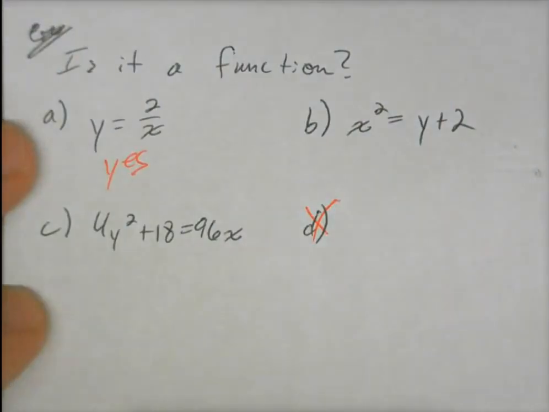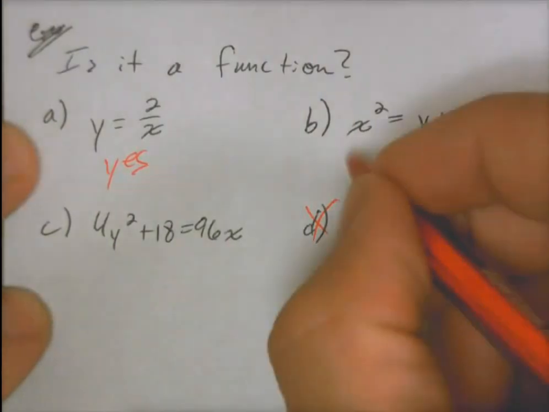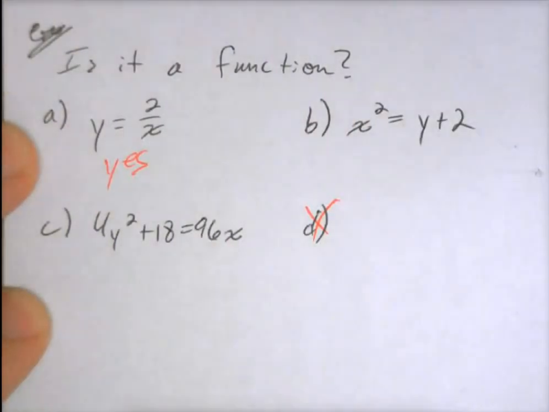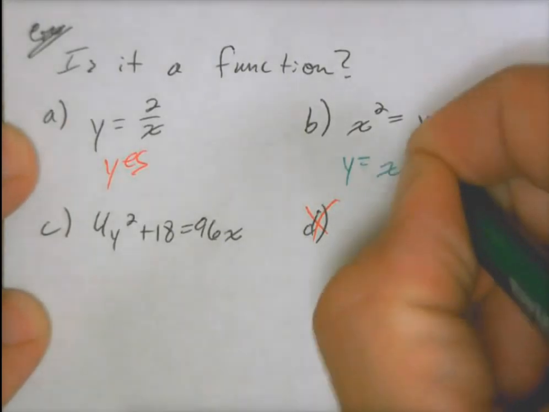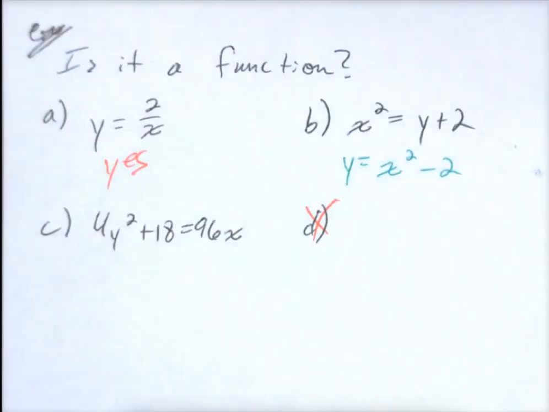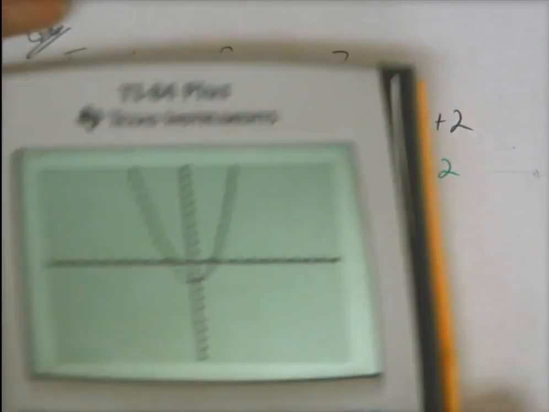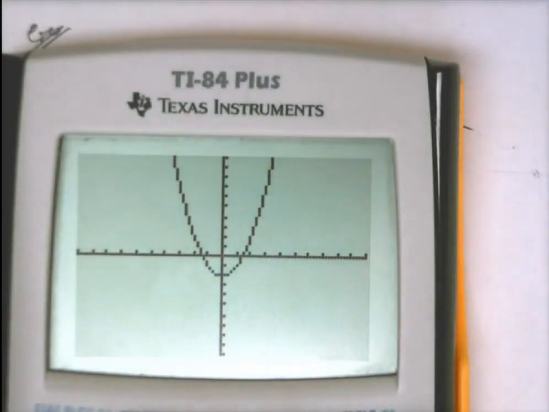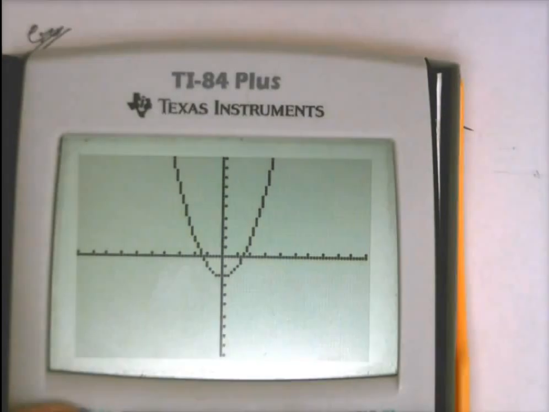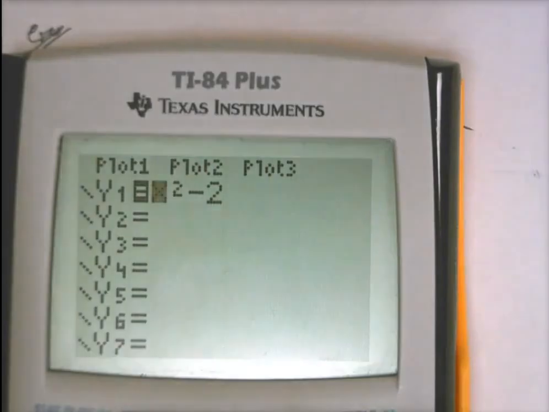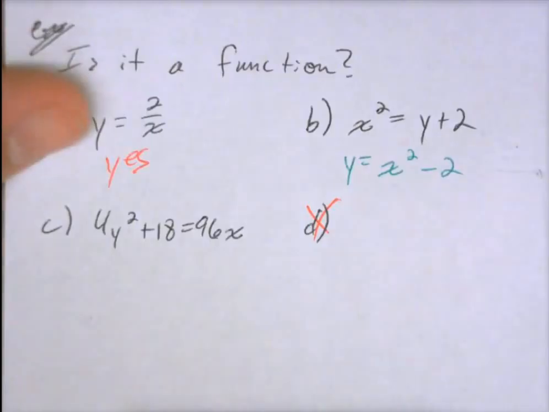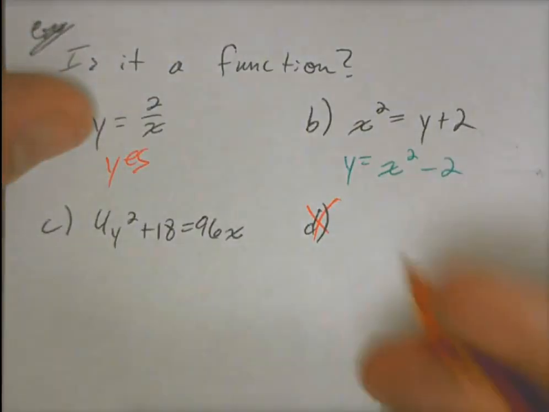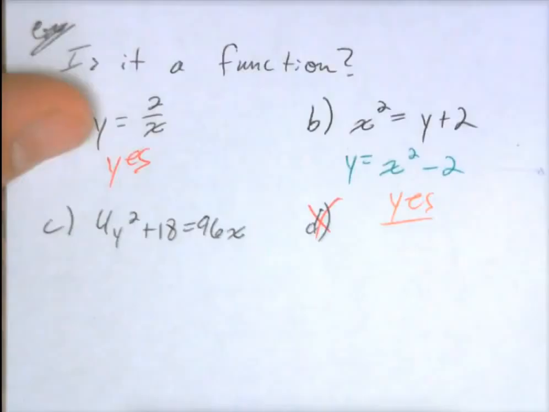For part B, we want to get the y by itself in order to graph this. So what we can do is subtract 2 from both sides. So we will have the equation y equals x squared minus 2. And again, I went ahead and graphed that for you. So there's our picture of that. Again, we have a vertical line test that passes on everything there. There's your function. There's your graph. We are good to go on that one. So that one is also yes.